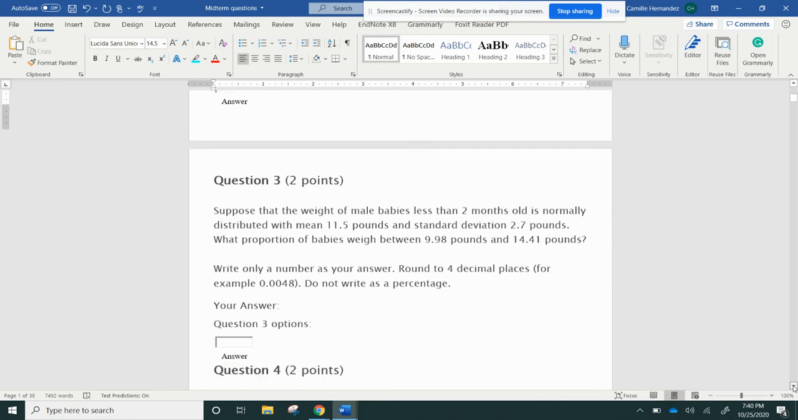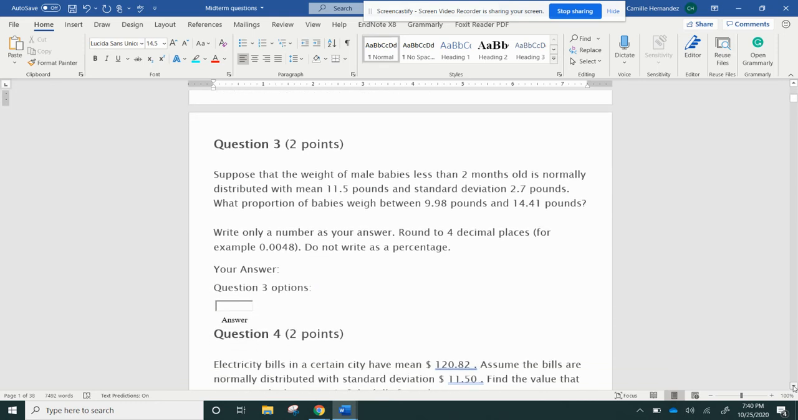All right, suppose the weight of male babies less than 2 months old is normally distributed. Okay, there it is again, normally distributed. I'm going to put that again in yellow, with a mean of 11.5 pounds and a standard deviation of 2.7 pounds. What proportions of babies weigh between, okay, that gives me my direction. I'm going to put it in a different color. And here's the rest of the stuff I need. 9.98 pounds and 14.41 pounds. So I'm going to do that.